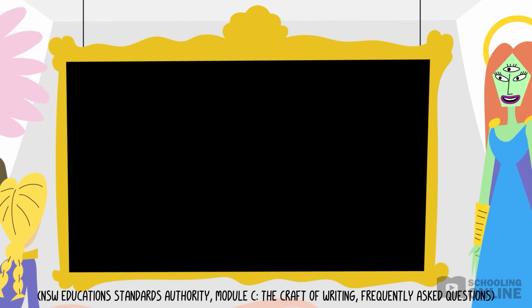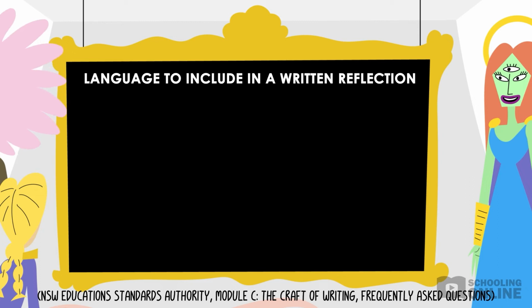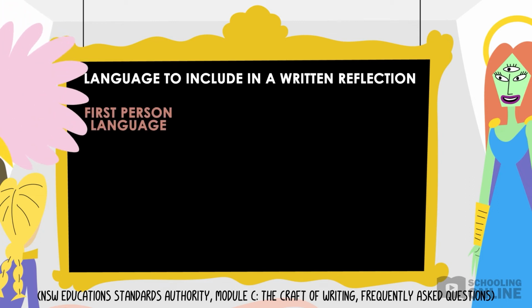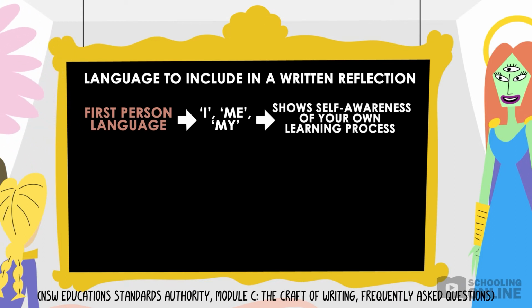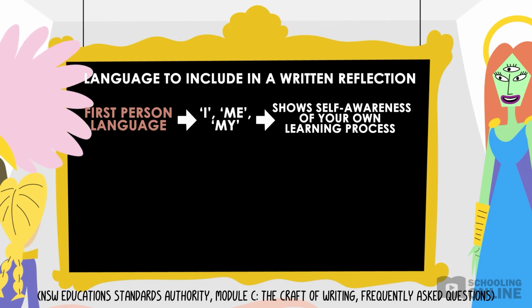I will begin by discussing the kind of language you would include in a written reflection. First-person language, which is when someone refers to themselves with I, me, or my. This is helpful if you are reflecting on your own work and showing self-awareness of your own learning process.